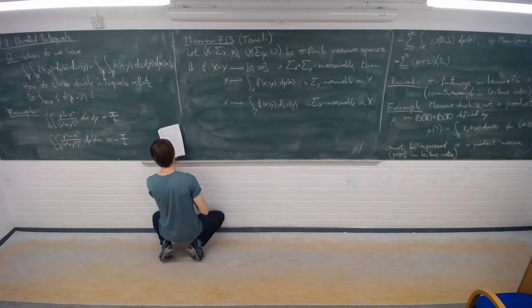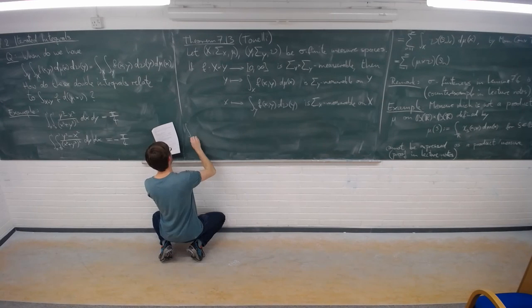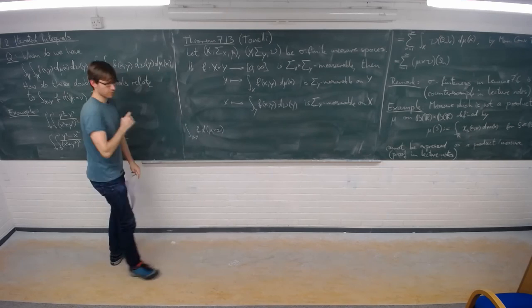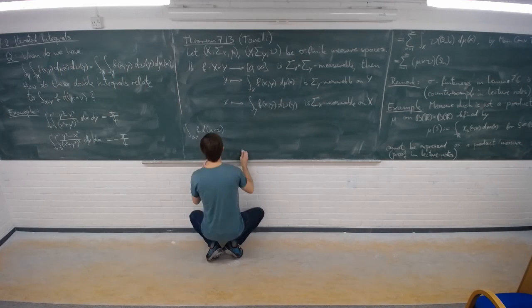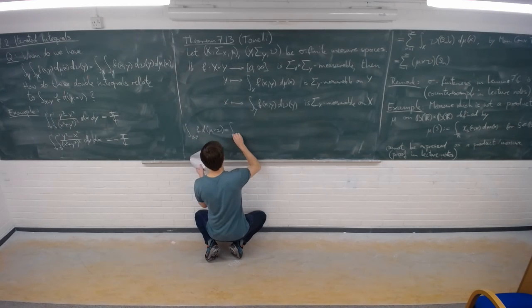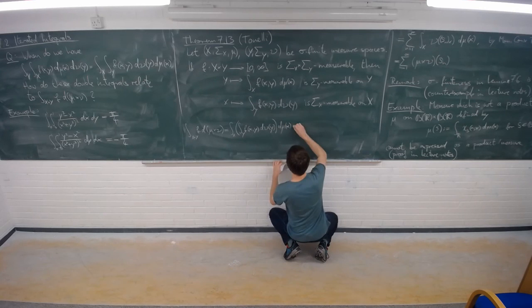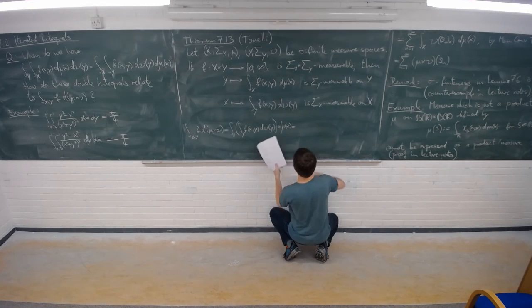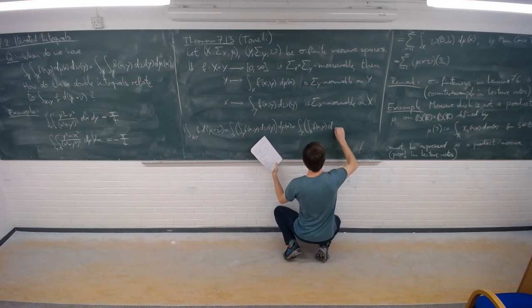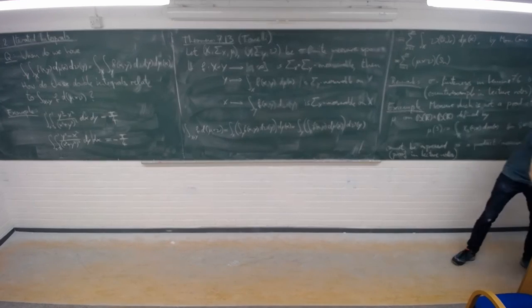And the following formula holds: the integral over x times y of f d mu times nu. So this is the integral with respect to the product measure that we just defined. This is equal to the integral over x, integral over y of f of x comma y d nu of y d mu of x, and this is equal to the other double integral where we swap the order of integration: integral over y, integral over x of f of x comma y d mu of x d nu of y. So this is the statement of the theorem.